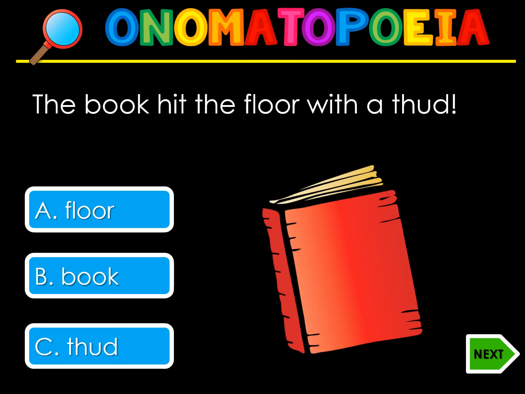The book hit the floor with a thud. Which is the onomatopoeia word, the sound word? Is it A, floor, B, book, or C, thud? Did you get C, thud?